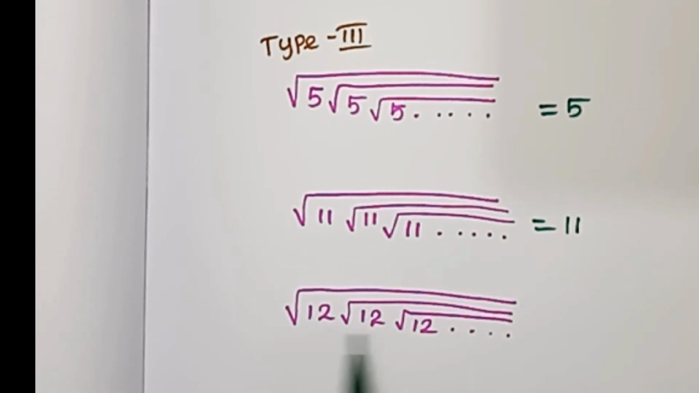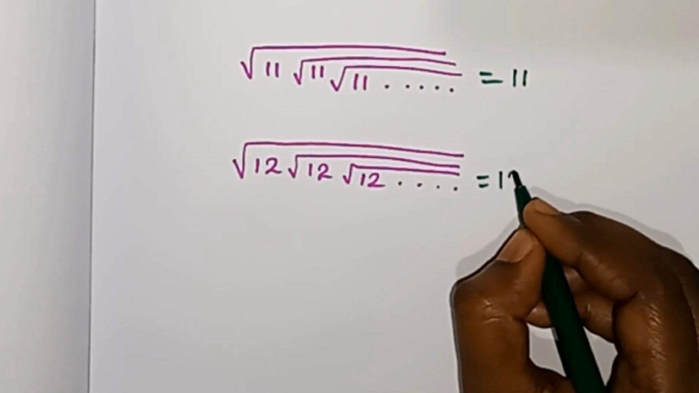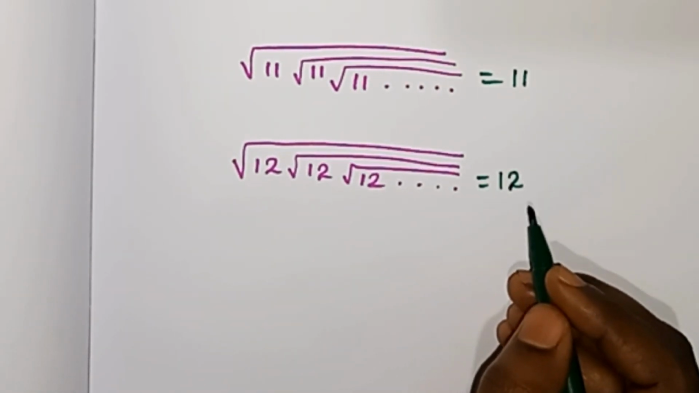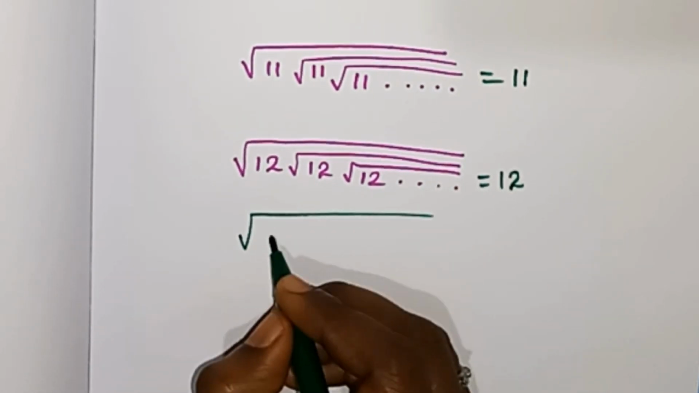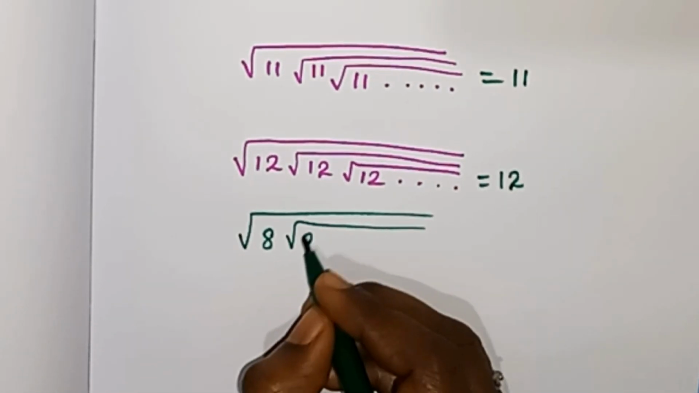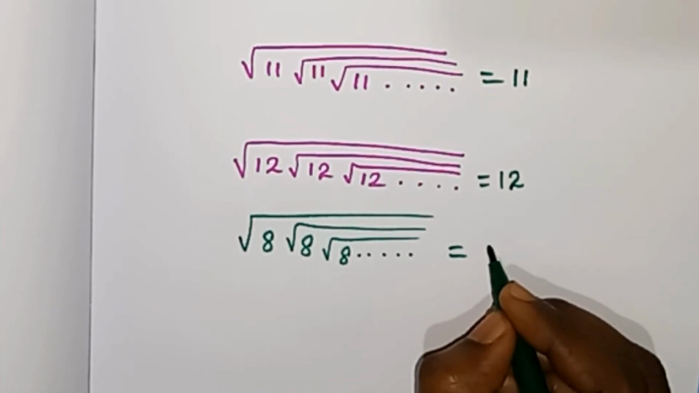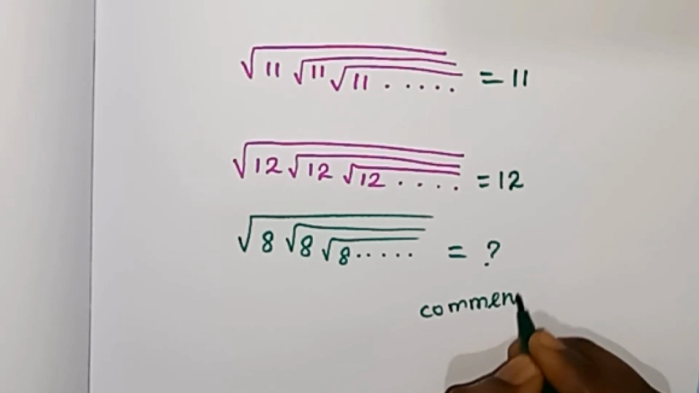Here root 12, root 12, root 12 up to infinite. Multiplication means you have to write the given number. I give root 8, root 8, root 8 up to infinite. What is the answer? Comment your answer.